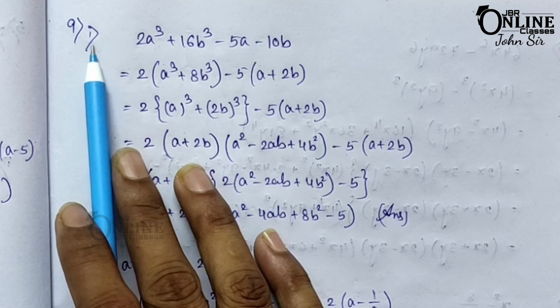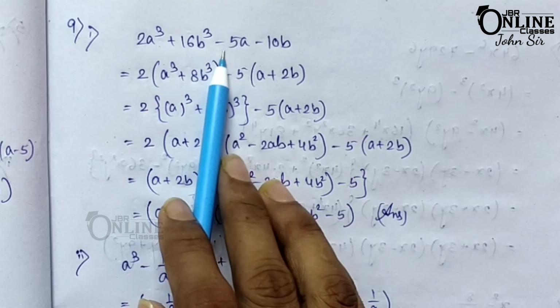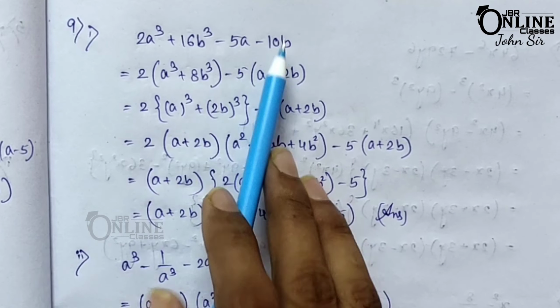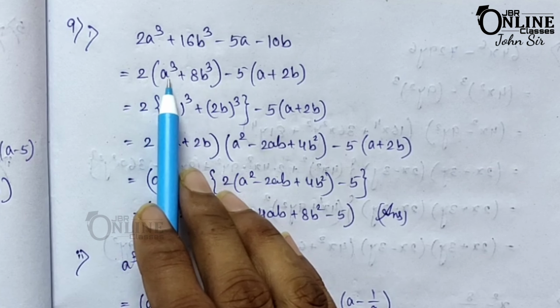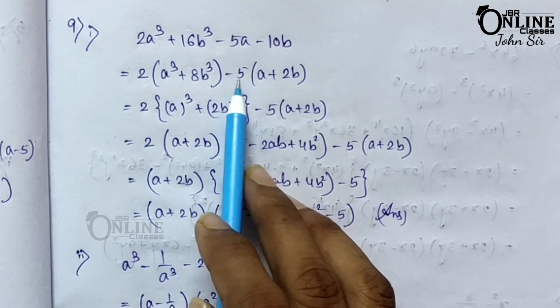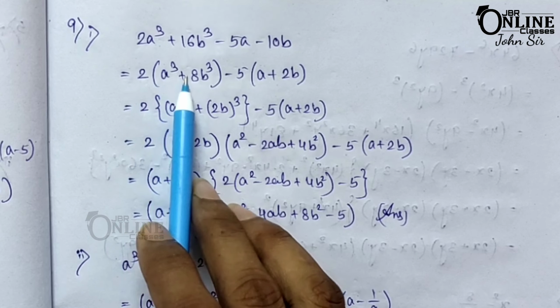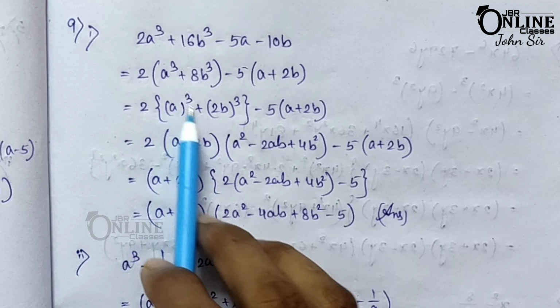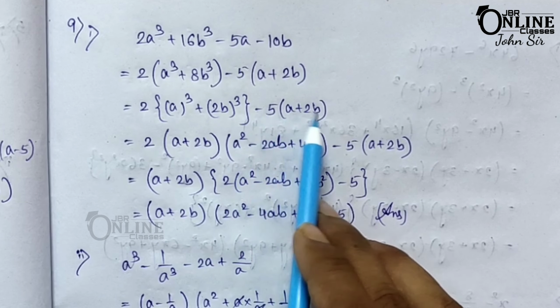Next, sum number 9(1). Here in sum number 9(1): 2a cube plus 16b cube minus 5a minus 10b. If 2 is common from the first two parts, it becomes a cube plus 8b cube, and here if 5 is common, it becomes a plus 2b. Now here a cube plus 8b cube, that means a whole cube plus 8b cube means (2b) whole cube, and here also minus 5 into (a plus 2b).